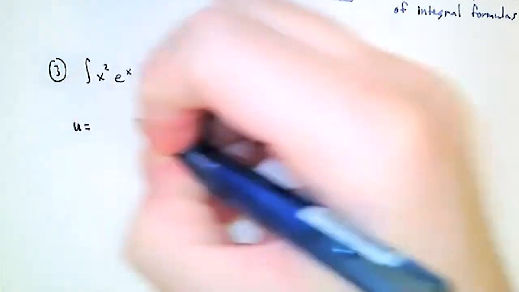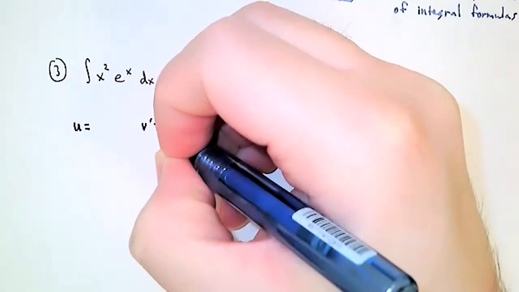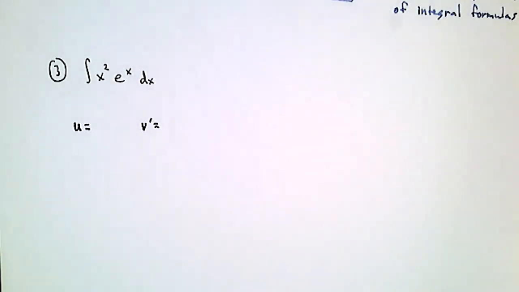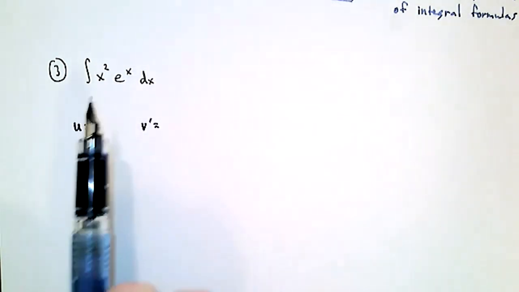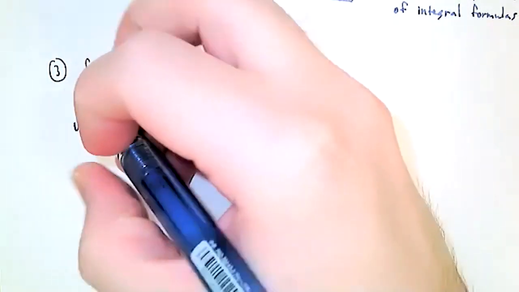And keeping in mind my hint that u should have an easy derivative and v prime should have an easy antiderivative, does anyone have any thoughts, any ideas on what we might pick for u and v prime? I put x squared as u and e to the x as v prime. Good. Yeah, those are good choices.